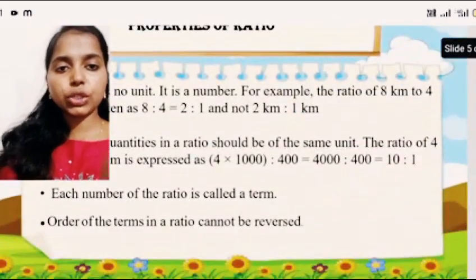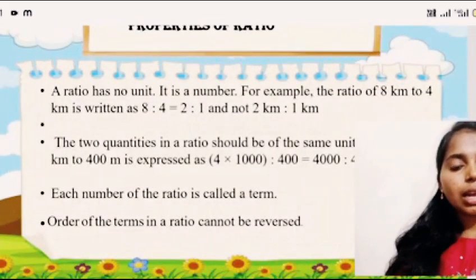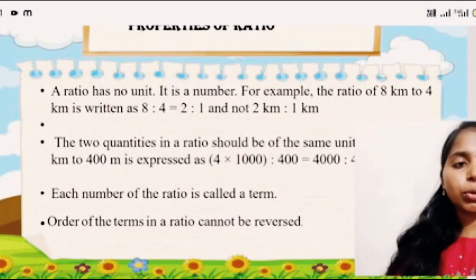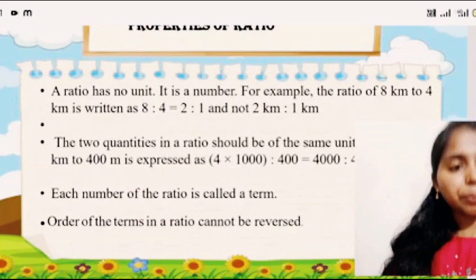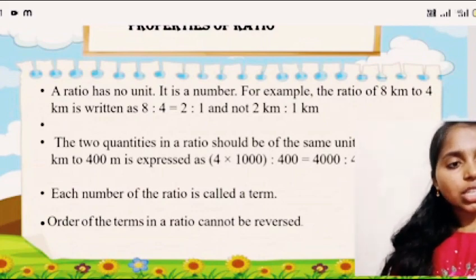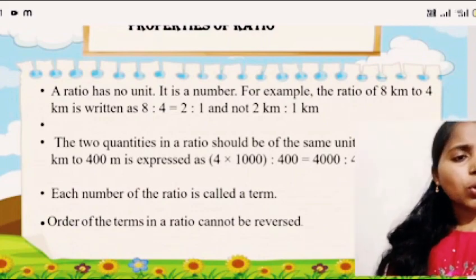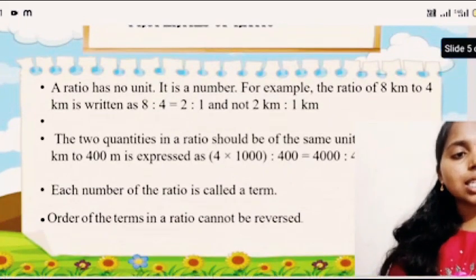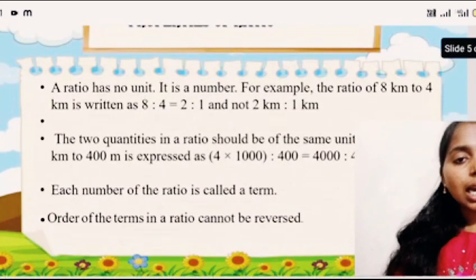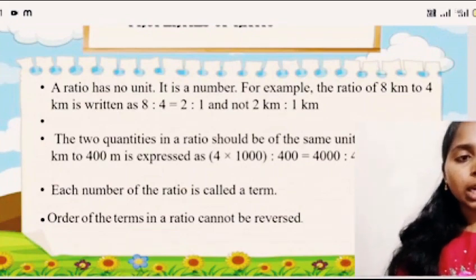Properties of ratio. A ratio has no unit. For example, if we compare 1 kg and 5 kg, we denote it simply as 1:5. We do not write 1 kg is to 5 kg. A ratio has no unit. That means we only write the numbers, not the unit.